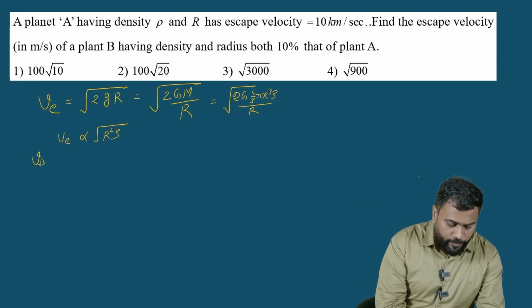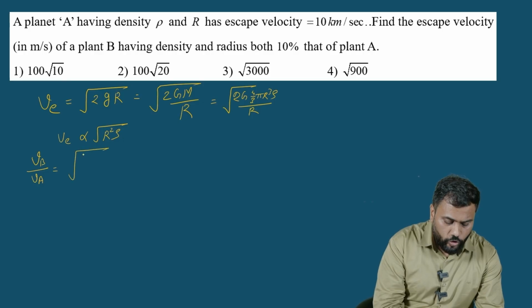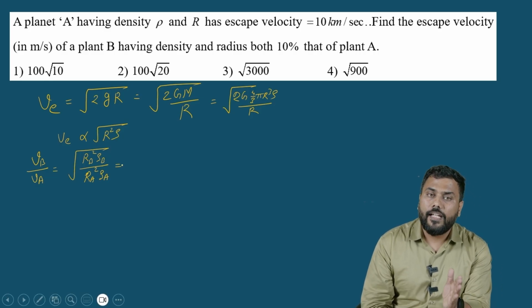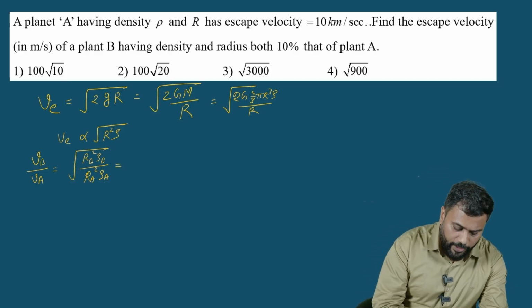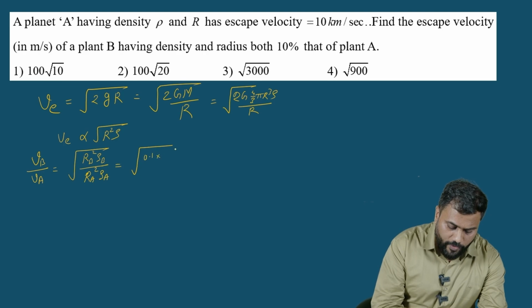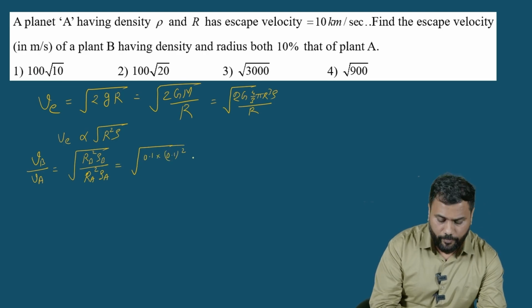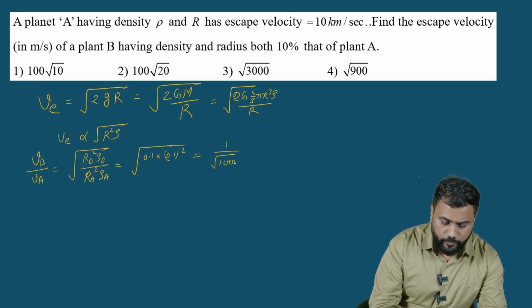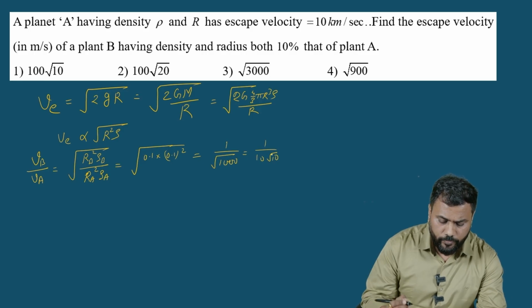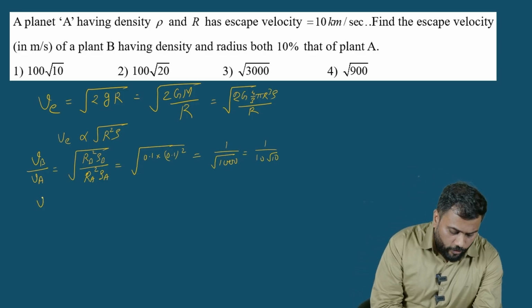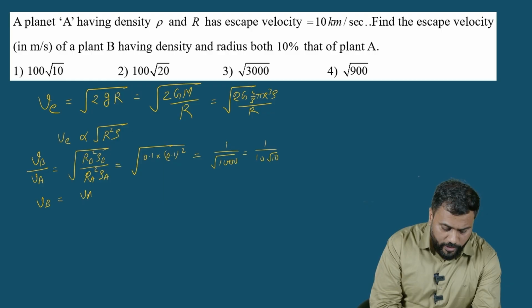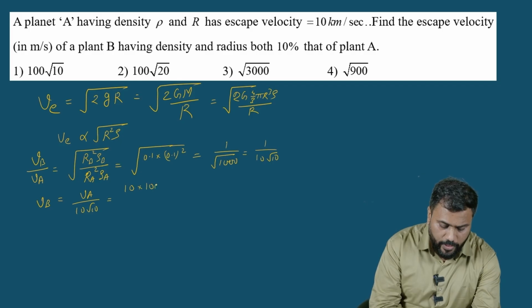That means the escape velocity from planet B divided by the escape velocity from planet A should be equal to the ratio of root of RB square into rho B divided by RA square into rho A. The density and radius of the second planet are given as 10% of planet A. That means this ratio should be 0.1 for density and 0.1 square for R square. This will come out to be root over 1000, or 1 by 10 root 10. So this is the velocity ratio. Now the escape velocity from planet B that we need to find out is going to be VA upon 10 root 10. VA is given in the question as 10 kilometer per second. Kilometer is going to be 1000 meter per second, divided by 10 root 10.